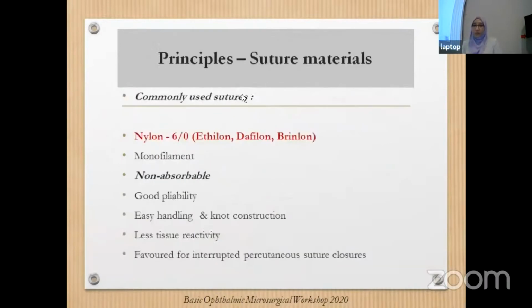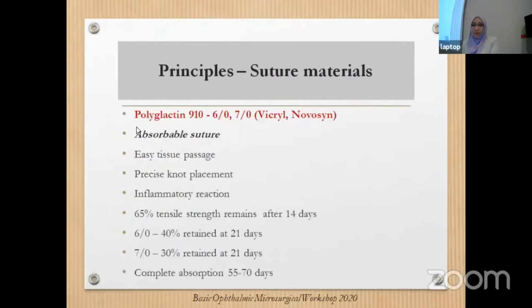Okay, this is a commonly used suture, nylon 6-0, for example Ethilon, Dafilon, Prolene. It's a monofilament, not absorbable. This one was mentioned already by Dr. Alisa just now, so we go fast with this. And then the absorbable suture, for example, polyglactin 910, such as Vicryl or Novosyn. Okay, so you must know these.